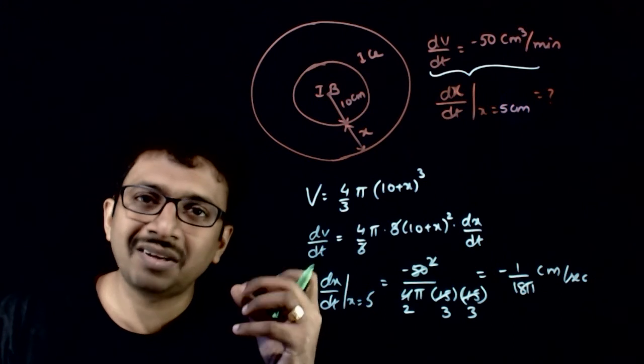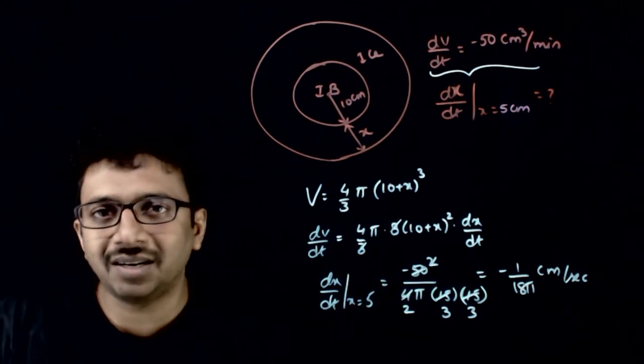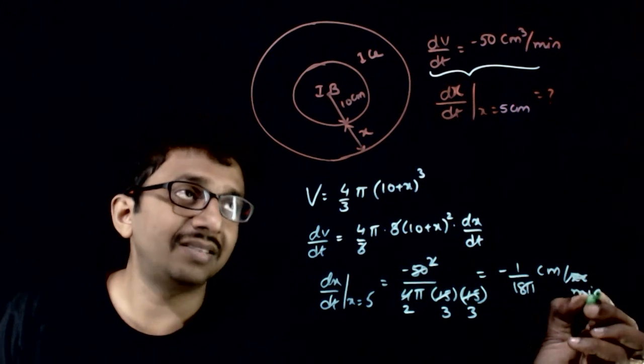So what is the rate at which the thickness is decreasing? 1/(18π) centimeters per minute. That is the units which are given.